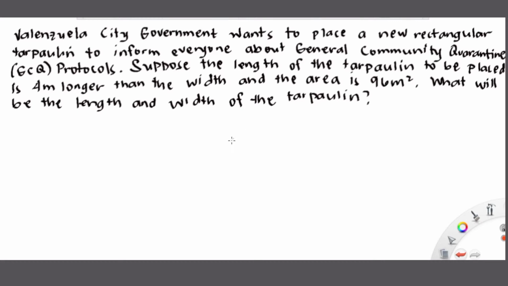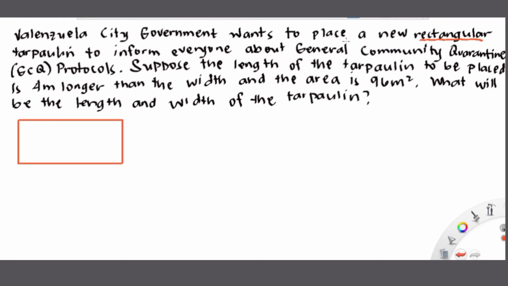It says in here that Valenzuela city government wants to place a new rectangular tarpaulin. So again, the shape of the tarpaulin is rectangle. So let us draw the rectangle. So rectangular siya. Okay, so let's say this is the tarpaulin. Continue.